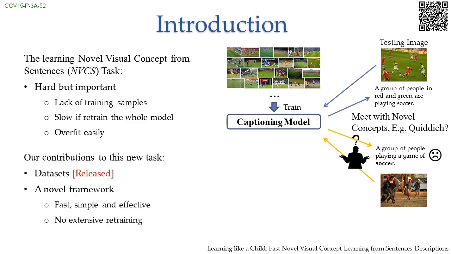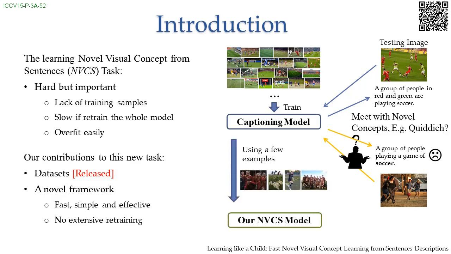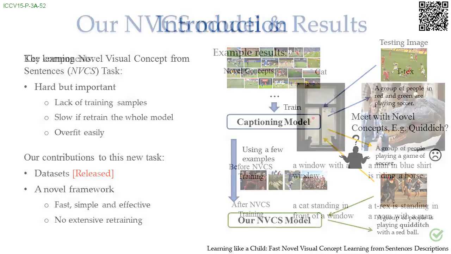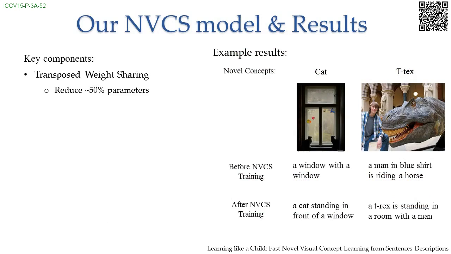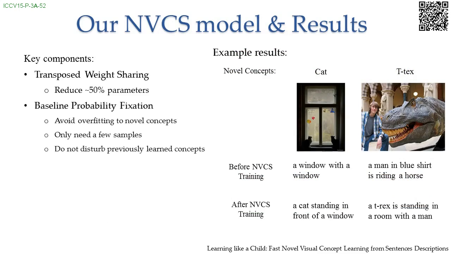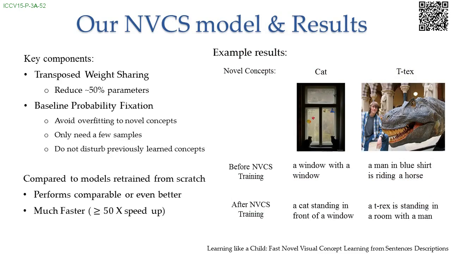We have two major contributions to this task. First, we construct and release new datasets. Second, we propose a new framework which is fast, simple, and effective. In our model, we propose the transposed weight sharing strategy that reduces around 50% of parameters and a baseline probability fixation strategy to avoid overfitting. Our model performs comparably or even better than the models retrained from scratch, but much faster.